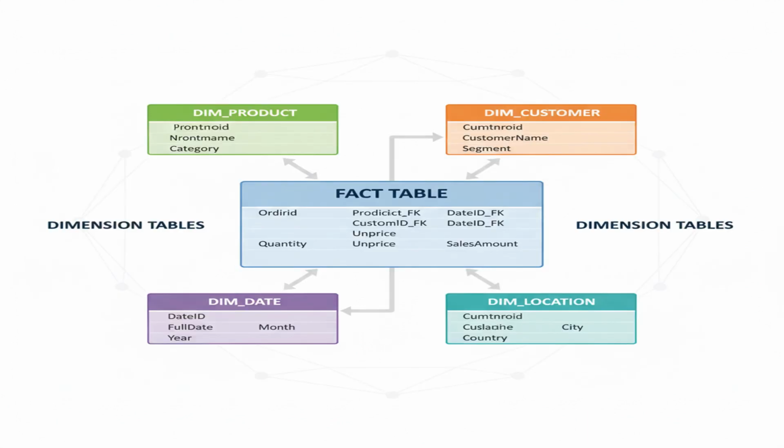Inside OLAP, we deal with fact tables and dimension tables. Facts equals numbers, sales, revenue, quantity. Dimensions, context, who bought it, what, where, when. Combine them to answer questions like total sales by product category. Schemas, Star or Snowflake, help organize this efficiently.